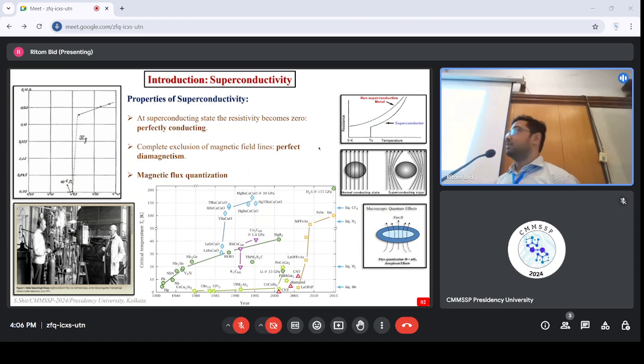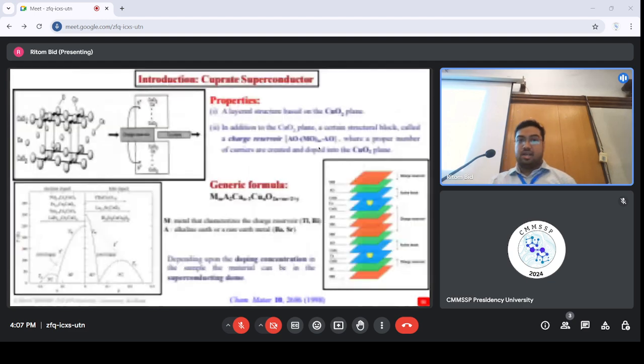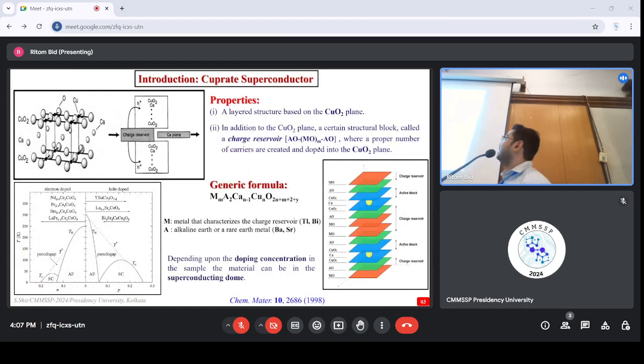After the discovery of superconductivity in mercury, so much research has been done in this field, and there are many superconductors. But I am only focused on the cuprate-based superconductors. Cuprate-based superconductors have a layered structure with two types of blocks. One is called the active block, another is called the charge reservoir. The charge reservoir is the block where the charge is created, and then the charge goes to the active blocks, and finally these active blocks participate in the conduction.